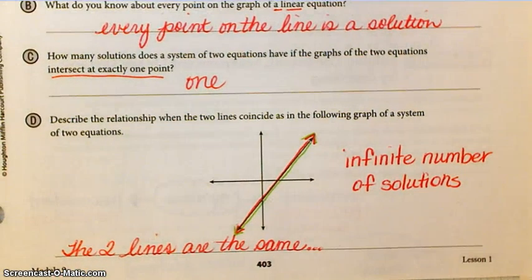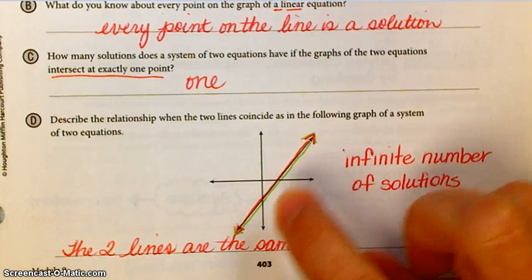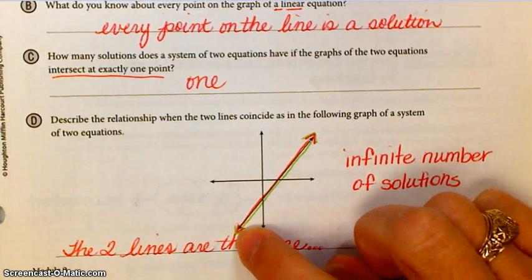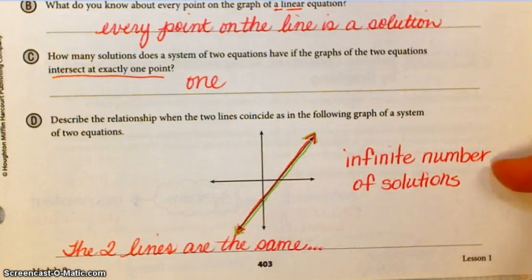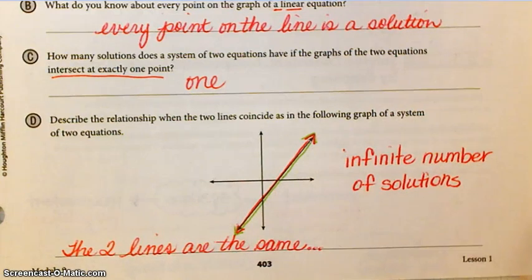Describe the relationship when the two lines coincide, as in the following graph of a system of two equations. Now, it's very hard to see because it basically looks like one line. But what if you had a line that was red and then a line that was green that sits right on top of the red line? Basically, you've got two lines that have the same equation. Well, the two lines are basically the same, so you've got a whole bunch of ordered pairs that would satisfy both lines, because remember, spoiler alert, they're really the same line. So that would be an infinite number of solutions.